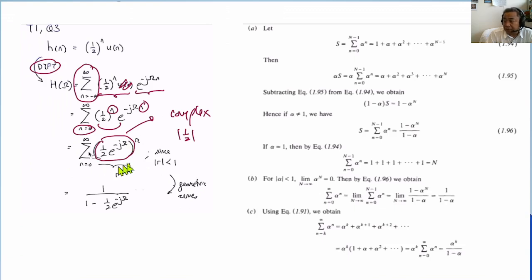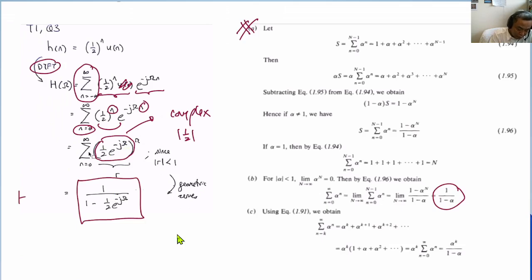Anyway, because the absolute value is less than 1, we can apply the geometric series formula. You'll realize that if the value of r is less than 1, it will converge to this equation over here. Okay, the proof, please read it by yourself. We assume that you will be able to do this by yourself. So ultimately it's 1 over 1 minus r, and in our example, r is this term, so we get this formula over here.